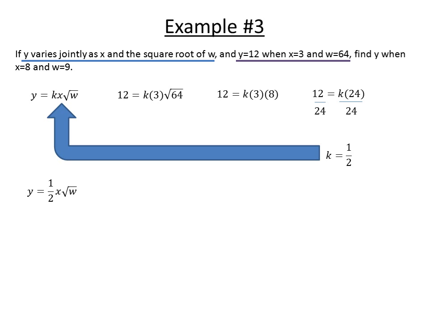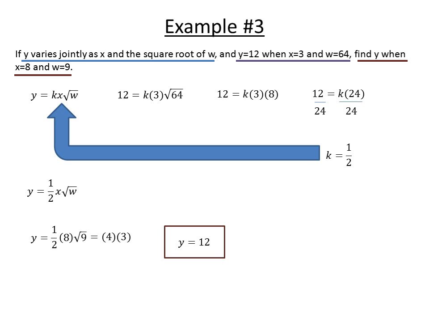Now the last part of this problem tells us that we want to find y when x is 8 and w is 9. So we can use this equation of variation that we just figured out and plug in x equals 8 and w equals 9, and everything on the right-hand side is now plugged in, and we can simplify. So the square root of 9 is 3, and half of 8 is 4, so y is equal to 4 times 3, therefore y is equal to 12. We were asked to find y, and we have found y equals 12.